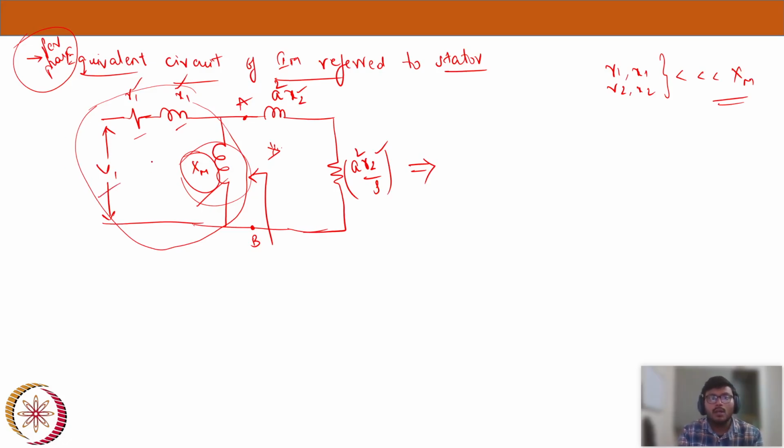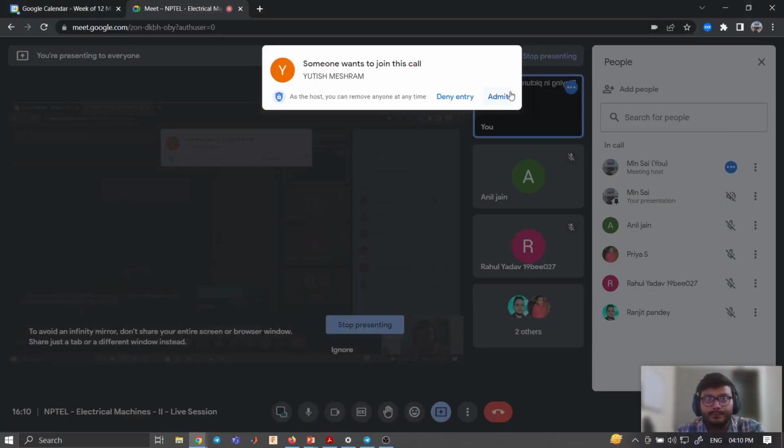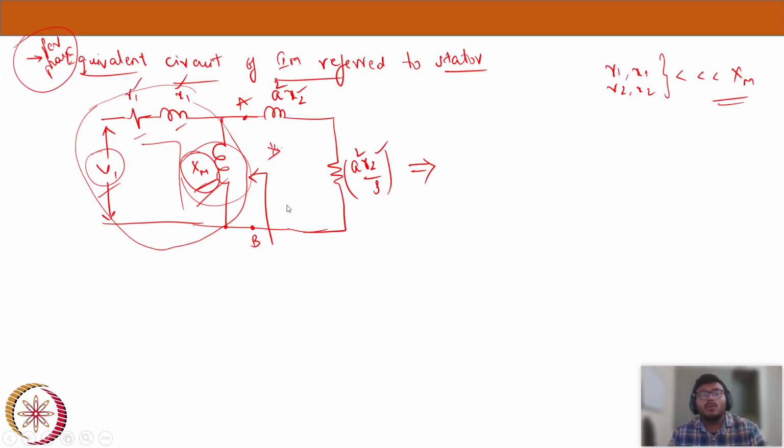So I have a V1. When I look into this XM, I will have Thevenin's voltage. That is the voltage across this branch. What is the voltage across this branch? It should be V1 multiplied by this impedance divided by total impedance. So yeah, that will be the Thevenin's voltage.